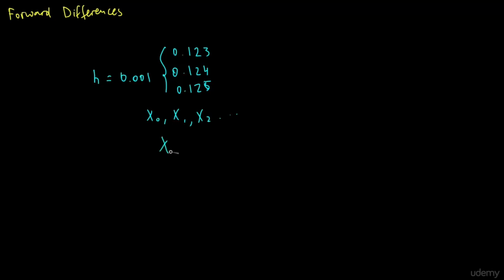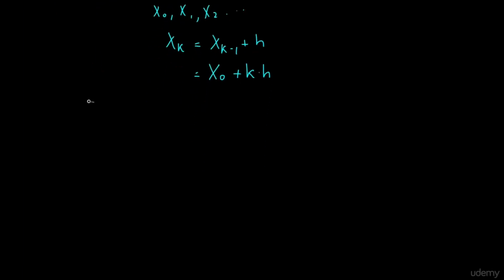So we can say that x at some index k is actually x at index k minus 1 plus h, because h is the distance between each of these. Or if we're starting at x0, then xk is simply x0 plus k times h. Fairly obvious stuff. But now we're going to actually define something called a first forward difference. So let's write this down.